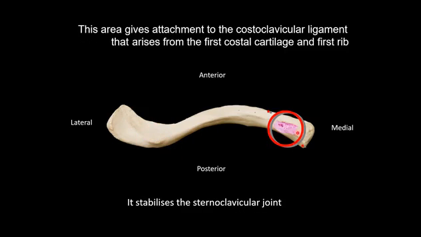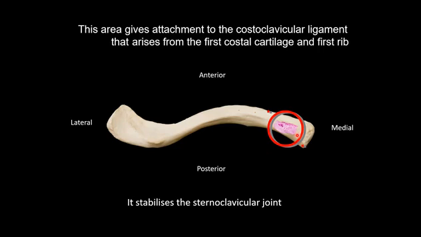Now, this area on the medial part gives attachment to the costoclavicular ligament that arises from the first costal cartilage and the first rib. This part on the medial end is the costoclavicular ligament groove. You're going to see a groove on the medial end of the clavicle that has the attachment of the costoclavicular ligament. Because there is a relationship with the first costal cartilage, it is called costoclavicular ligament. Take note of that. This is responsible for strengthening the relationship it has with the sternum.